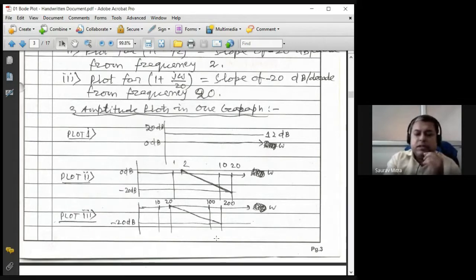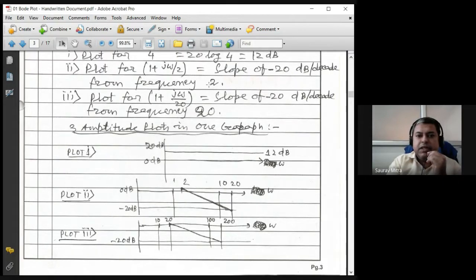How to draw this line, minus 20 dB per decade, starting from the point 2 comma 0. On the 0 dB line there is a point 2 comma 0, and then you have to plot. So this 2 will go to 20 and 0 will go to minus 20. This is the first time I'm telling you how to draw slope from a point. So 1 plus j omega by 2 means that is actually having a corner frequency of 2 radian per second. That is what is shown here in the second thing.